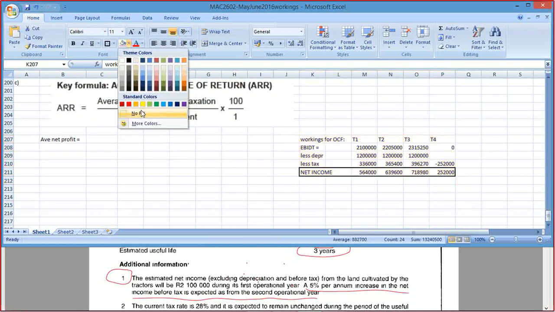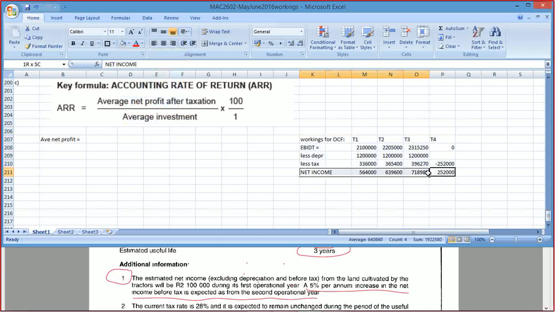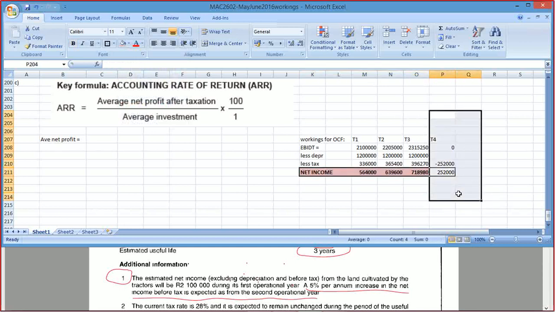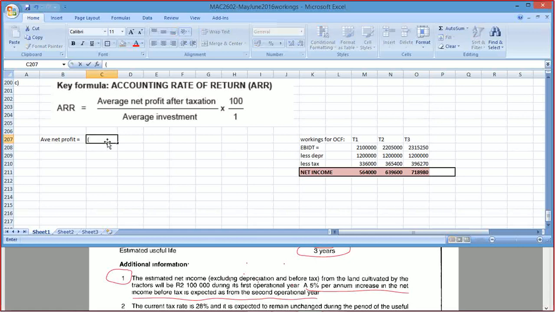Okay, so this is what we're going to need. Net income, that's what I want. I only want those 3 years though, because there's no operating cash flow here. We're not working at operating cash flow, we're working at accounting. So average net profit after tax would be, open brackets, 564 plus 639 plus 718, divide by 3. Okay, it gives me that.